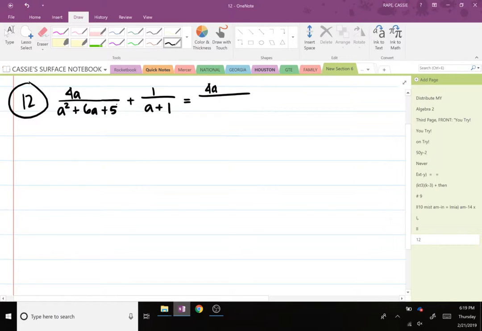So I'm looking here at what are the factors of a positive 5, two numbers that multiply to give me 5, that would add to give me 6, and hopefully you said 5 and 1. 5 times 1 is positive 5, 5 plus 1 is 6. So this first one right here is going to factor to a plus 5 times a plus 1.